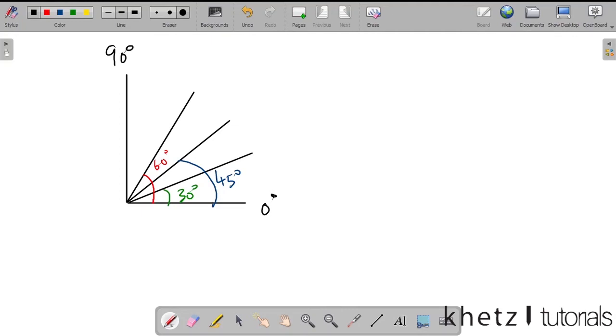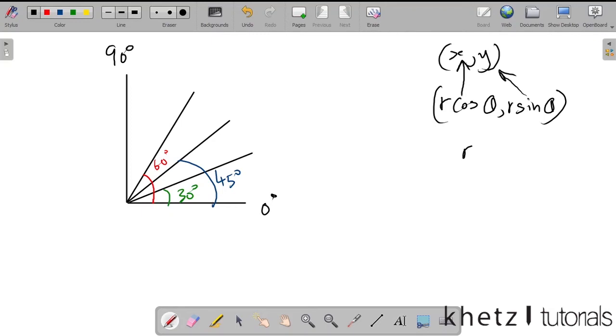So each point is defined by an x and y coordinate, and each of these x and y coordinates can be defined as r cosine theta and r sine theta. So the x is associated with r cosine theta, and the y is associated with r sine of theta, and the r, the magnitude or the length, is always equal to 2 in the case of special angles, right?